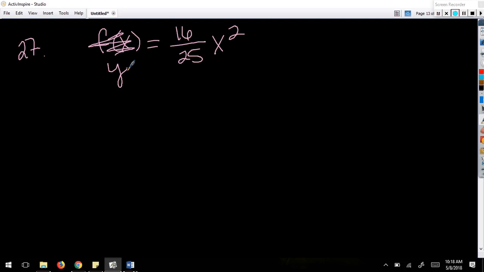Now in your book, you're going to see some things that follow this section like this. X is less than or equal to 0. Ignore that for right now. Don't worry about any of these little pieces that follow.